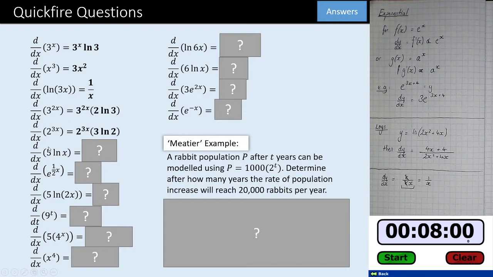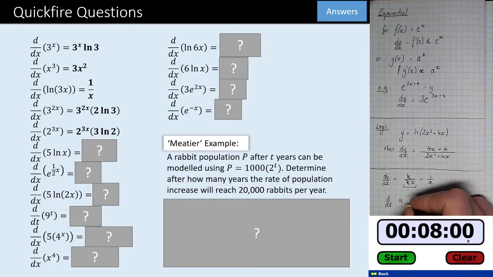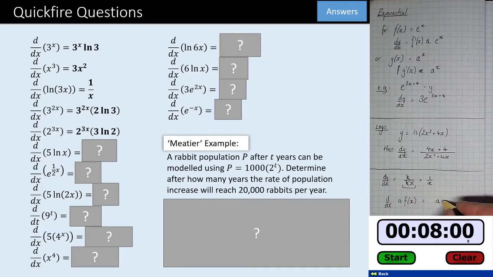5 times ln x. Now, you've got a constant times by a function. When you have a constant times by a function, so let's say that you wanted to find d by dx of a f of x, that would be the same as just bringing the constant out of the outside and doing d by dx of your function. So I'm going to get 5 times the derivative of ln x. 5 times 1 over x is 5 over x.